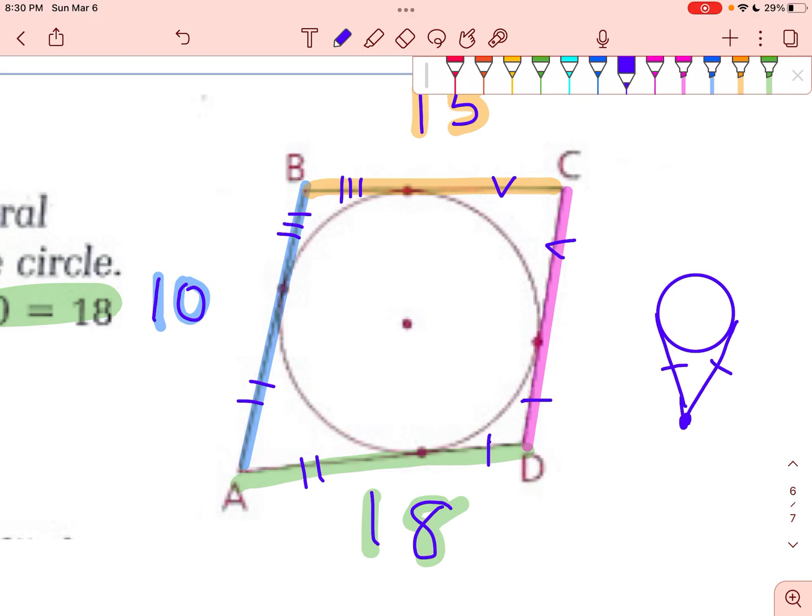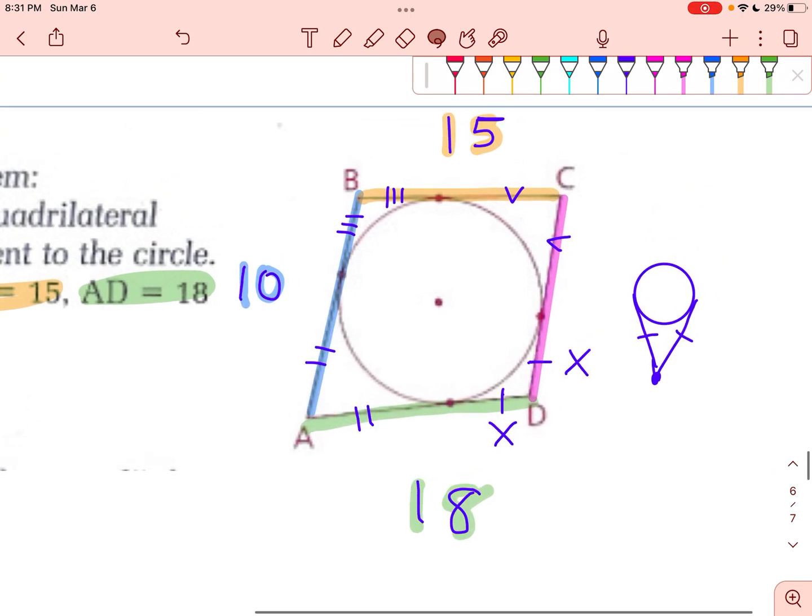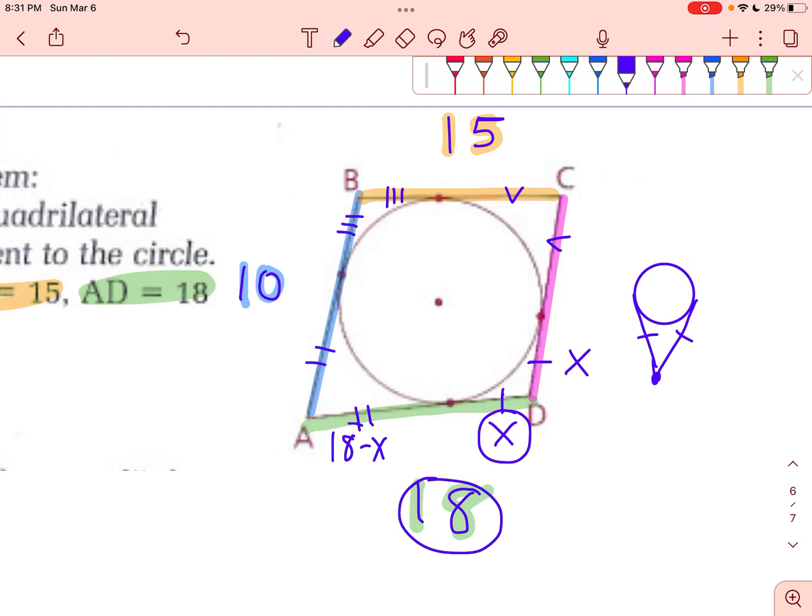And the next thing I want to do is, obviously I don't know how big any of these are, so I'm just going to call something x. Now I started here, so I'm just going to call that x and that x, because I don't know what they are. So when we don't know something in math, we call them x. Now, because this is x and the whole thing is 18, this piece is 18 minus x. Well, if this piece is 18 minus x, this piece is also 18 minus x because they're congruent. And if this is 18 minus x, then this missing piece has to be 10 minus (18 minus x).